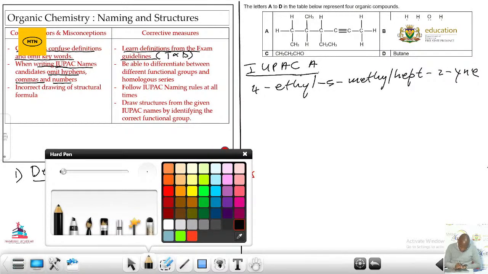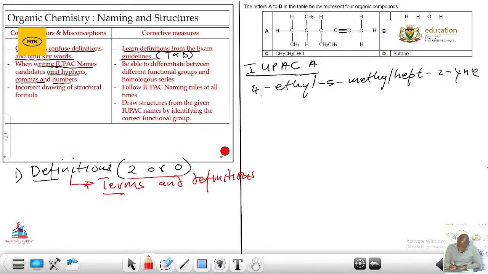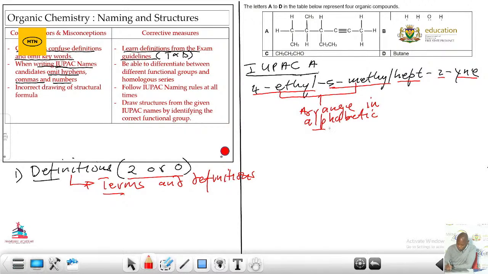Now check this. Between every number and a name, there is a hyphen. Between a number and a name, there is also a hyphen. Between the stem and the functional group, there is also a number. So it basically says we do not need to omit any form of hyphen. Numbers need to be correct. And remember, we must arrange everything in alphabetical order. That is very, very important for one to remember.